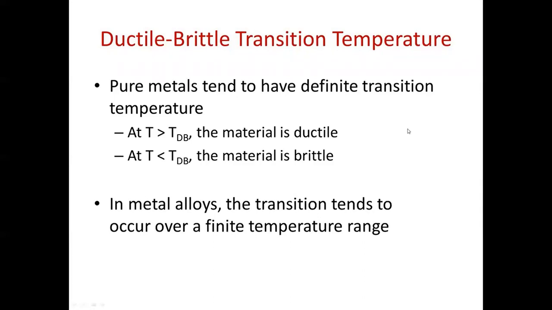Now, when we alloy the metal and create a solid solution or other type of alloy, the transition temperature tends to not be as uniquely or discretely defined. The transition tends to occur over a finite temperature range rather than a specific temperature.